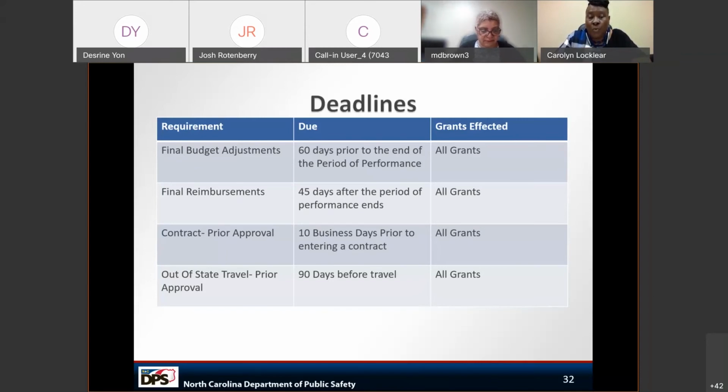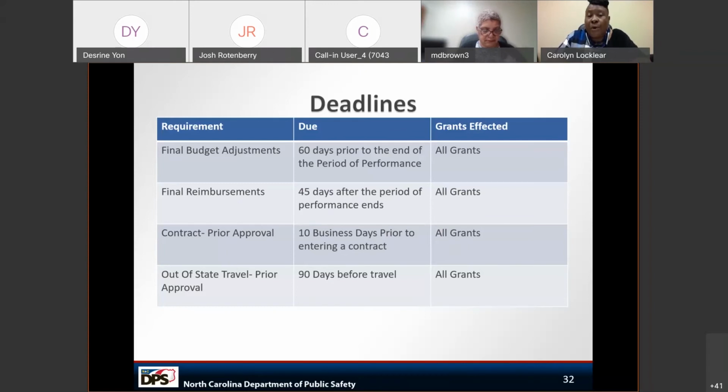But going forward, please make sure you go over your budget with your financial officer, with your project director, to make sure that the funds that you have in surplus, you will be able to allocate them to other budget line items so that you can use up your funds.